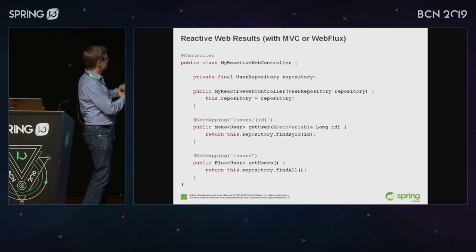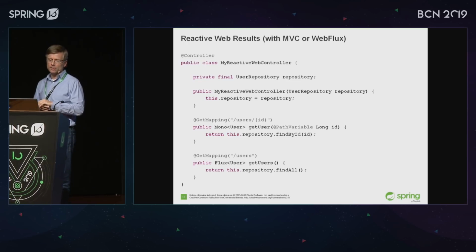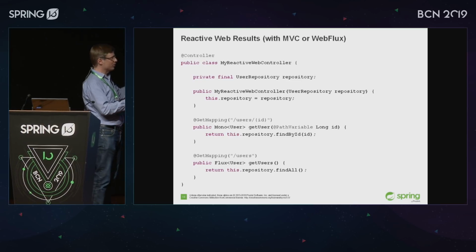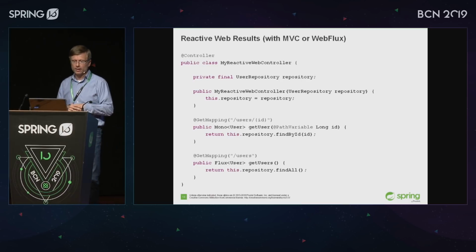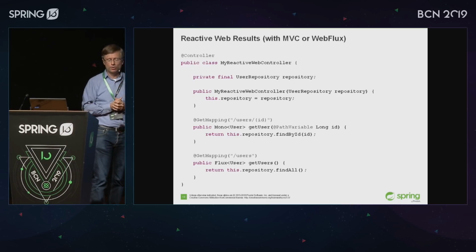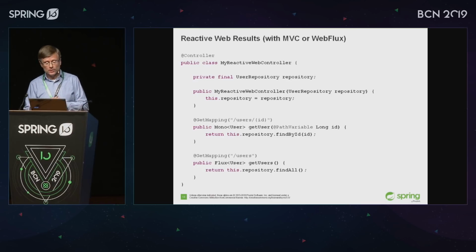Just imagine that this is a web controller with 2 HTTP mappings, 2 HTTP endpoints, one of them for /users, returning this Flux of users, saying here's basically a reactive stream of user elements that you can render out to the caller as a response whenever you're ready to do this.